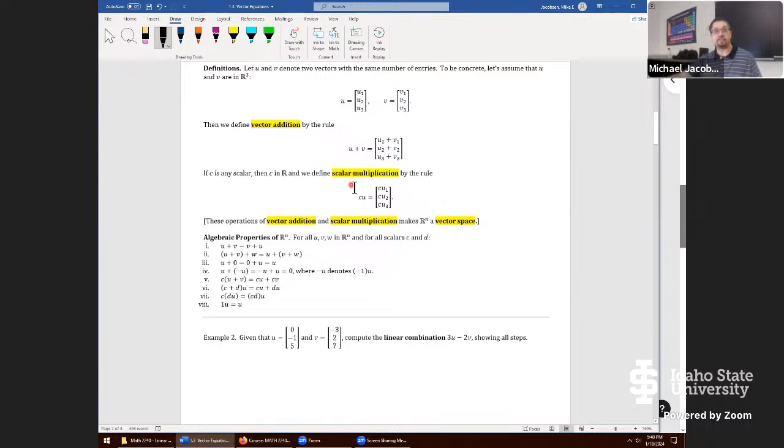If we're scaling a vector, we're dealing with scalar multiplication. C here being a scalar just says C times the vector u: scale every one of the components, C times u1, C times u2, and so on. So we're just multiplying all entries. So that gives us vector addition and scalar multiplication. And I put this in brackets since we're not saying it just yet. We'll say it in 4.1, but just as a preview, that's all it took to make Rn into a vector space.